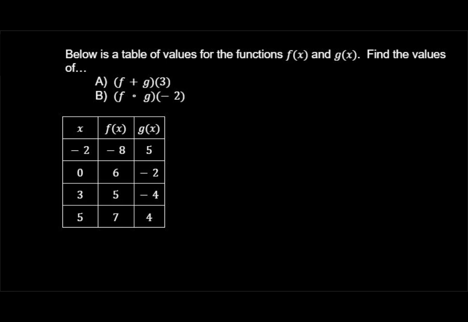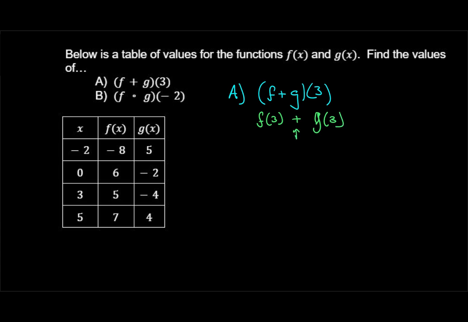In this example, we are given a table and we're asked to find two different operations using this table of values. This table contains x values, then the y values for f of x, and the y values for g of x. For part A, we're doing a basic operation: f plus g of 3. Since we can't use method 1, because there are no equations, we're going to use method 2 by separating it, looking at what f of 3 is and what g of 3 is, and then adding them together.